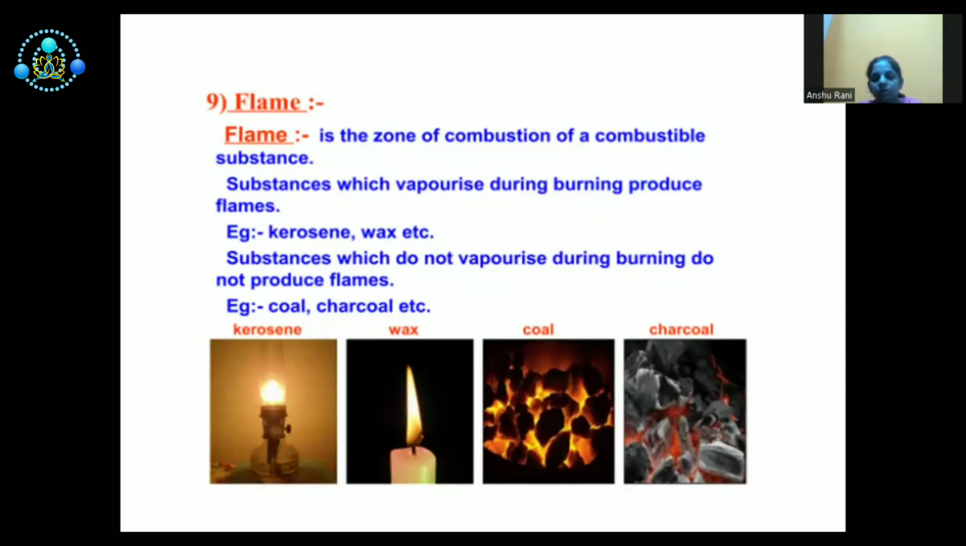This is the wick. When you are burning it, this wick is getting energy and it is converting wax to wax vapors. See, these wax vapors are rising up, they are burning. So they are giving this shape to the flame. So they are making a flame.